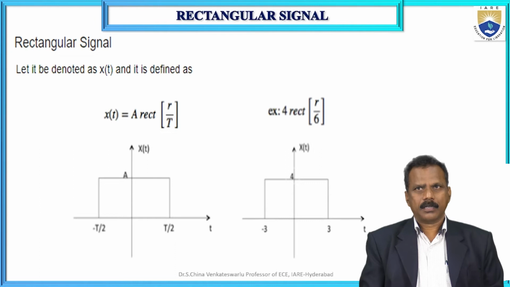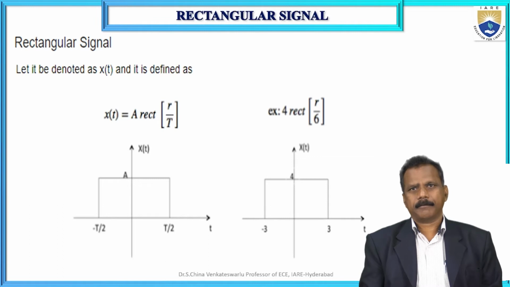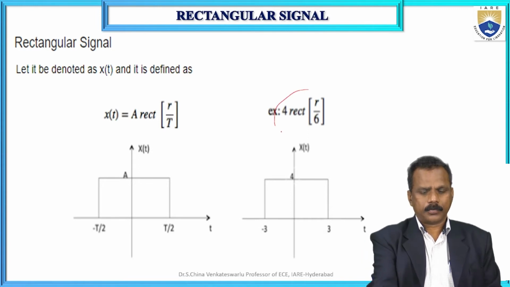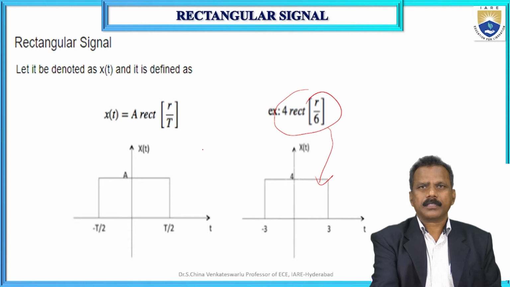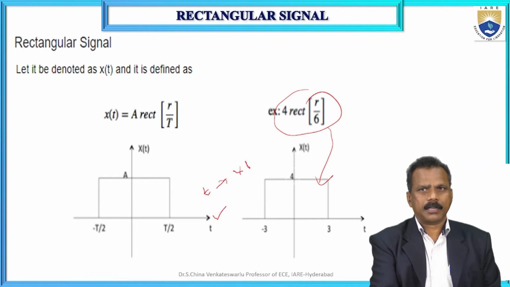Next, the rectangular signal. Let it be denoted as x of t, maybe a continuous time signal, and it is defined as x of t is A into rect of t by T. If the value of A is 4 or so, we can verify it graphically: t versus x of t, with t on the x-axis and x of t on the y-axis.